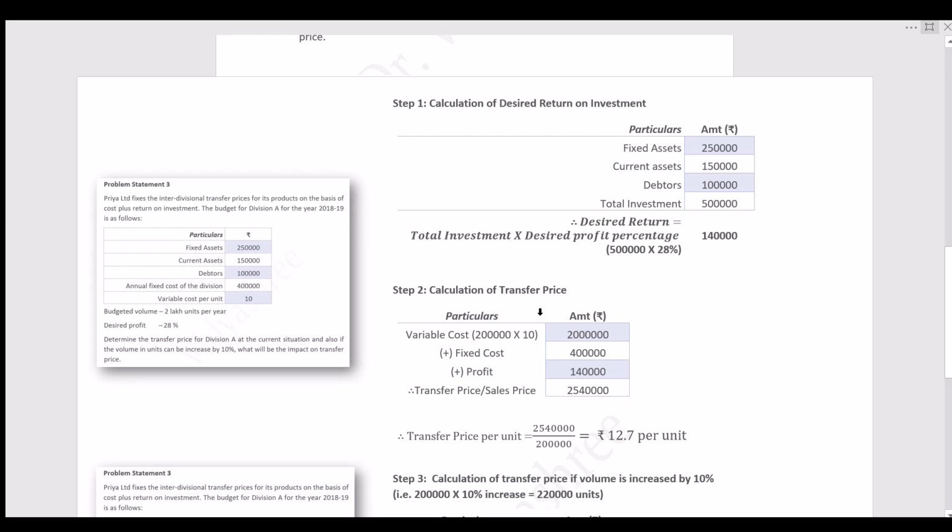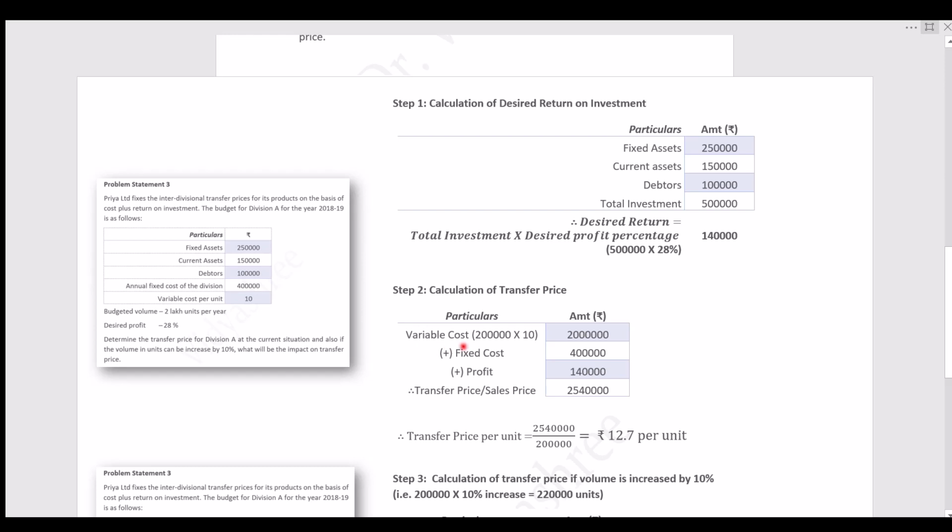See, in this problem there is no question of opportunity cost because only one product is there, and the most important thing is this is based on cost plus return on investment. You can observe in the question itself it's given that the transfer price is based on return on investment. So if this is specified, then the first step for you is to calculate the profit, nothing but the return on investment. Then you can calculate the transfer price just by adding the cost plus profit, you get the sales price or the transfer price. So let's see how it is.